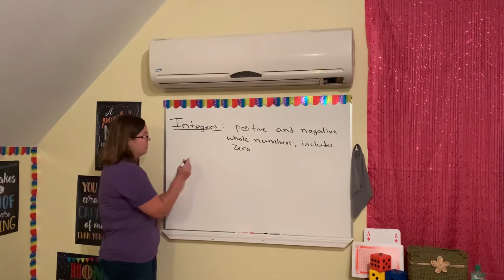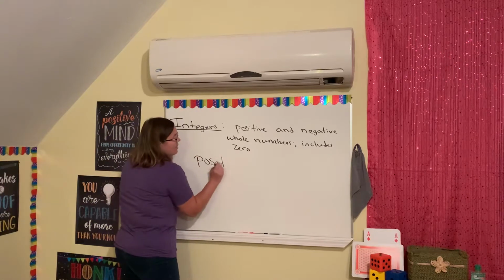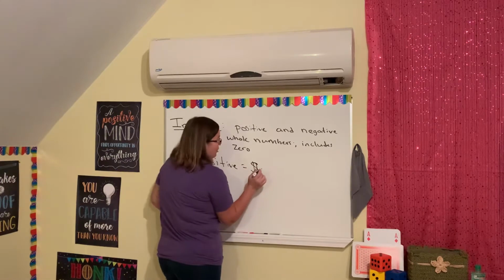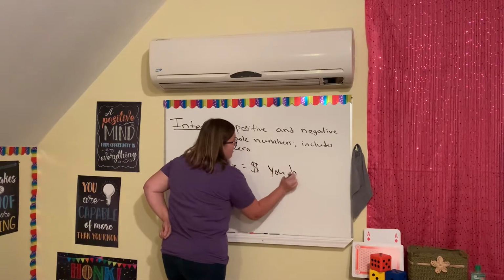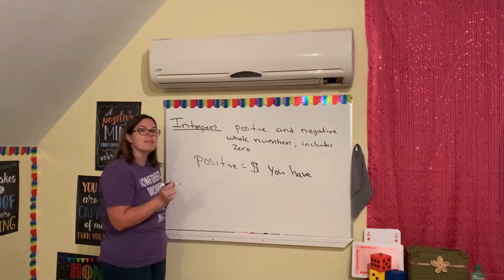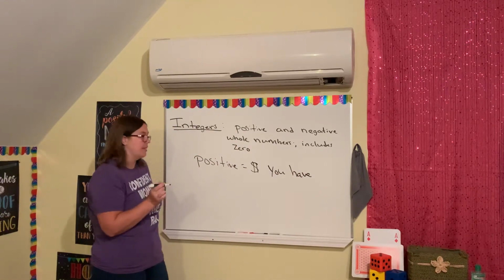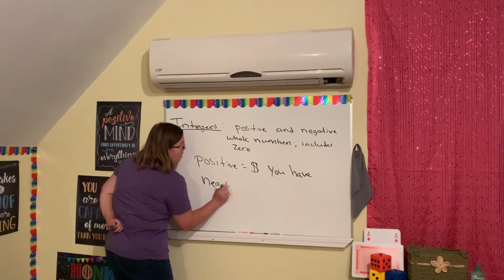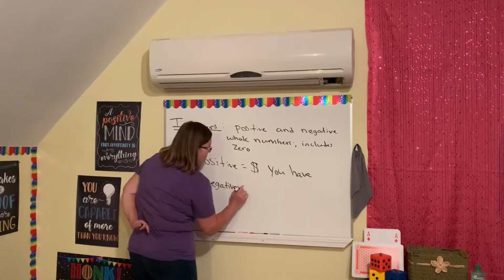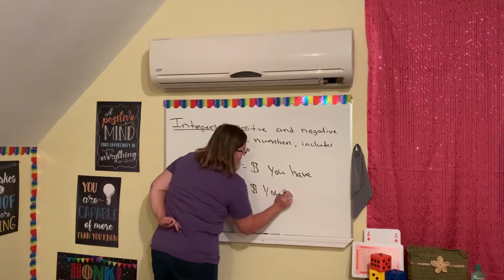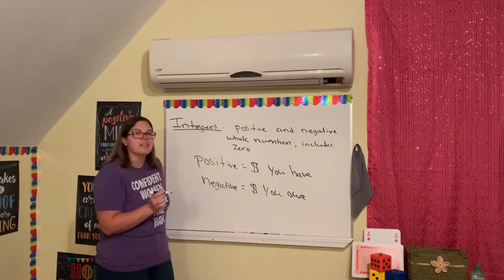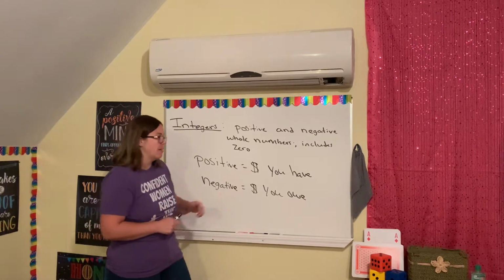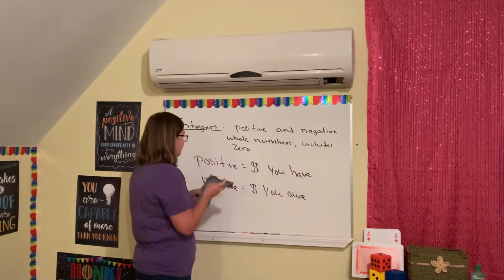With positive numbers, I like to think about it as money that you have in your pocket. Money in your pocket is always a good thing. When we're talking about negative numbers, that is money that you owe Miss Hawkins. Okay, that's money you owe me. That makes it very easy to determine and compare and order integers if you put it in terms of money. Let's try a couple examples.